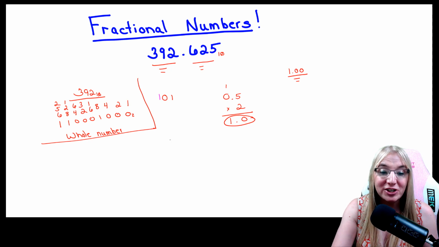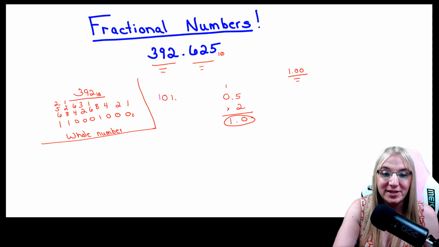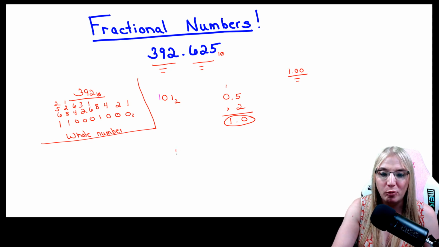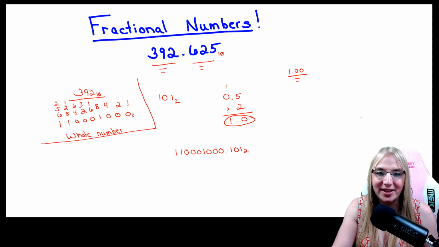So essentially, this will be 101 base 2, that is how we represent the fractional bits of .625. So what we'd end up with is something like this: 110010000.101 in binary. So pretty cool, right? So that's how we get it.